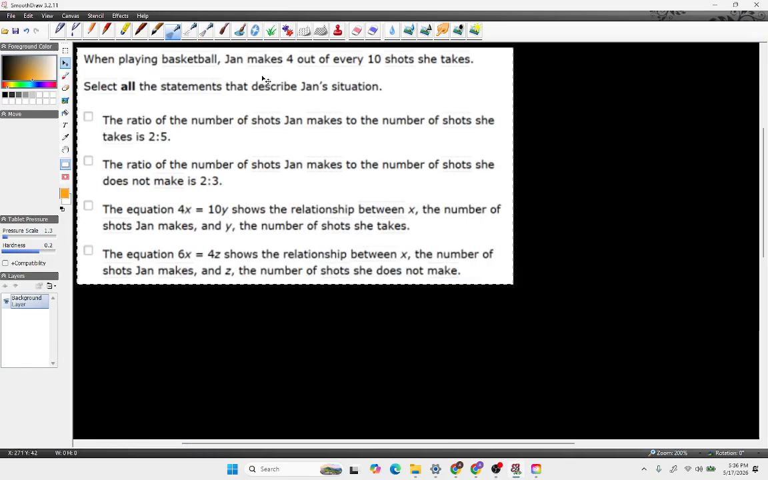Playing basketball, Jan makes four, or that might be Jan. I guess it depends where you're at. Jan makes four out of every 10 shots she takes. Select all the statements that describe Jan's situation.